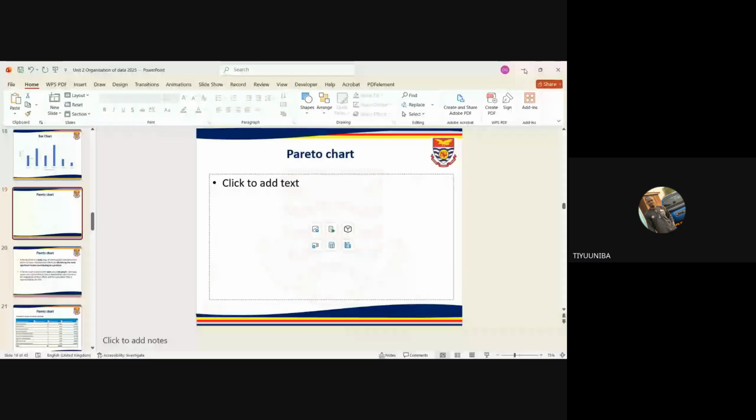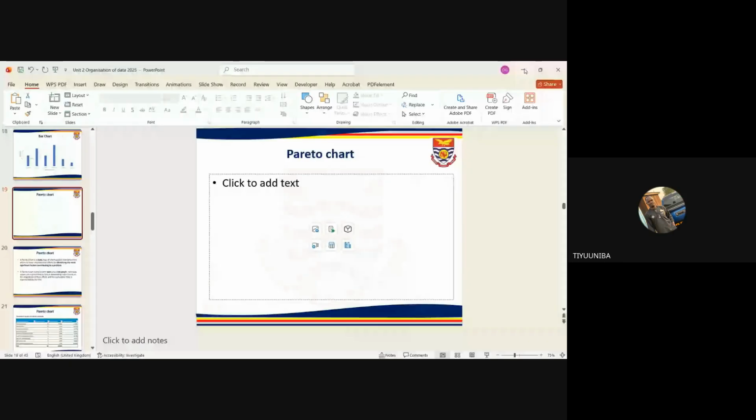My source is from ChatGPT. A Pareto chart is used to show which factors are most important by combining bars and a line graph. The bars show frequencies and the line shows cumulative percentage. So they give me the steps as to how to represent data on a Pareto chart. First, you need to collect the data. After collecting the data, you list the categories and their frequencies.